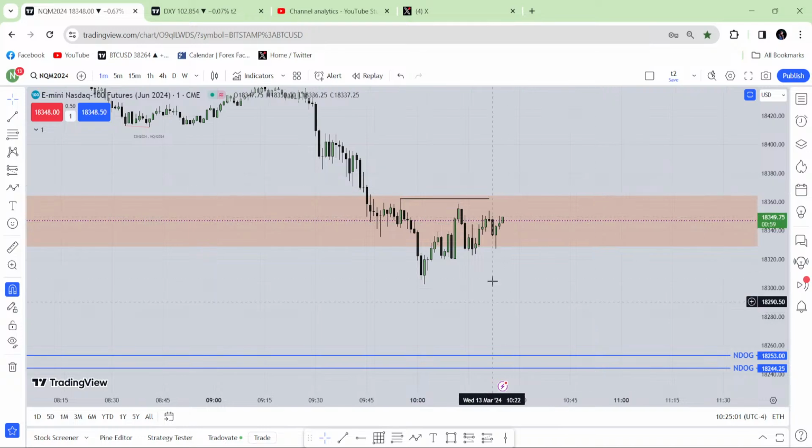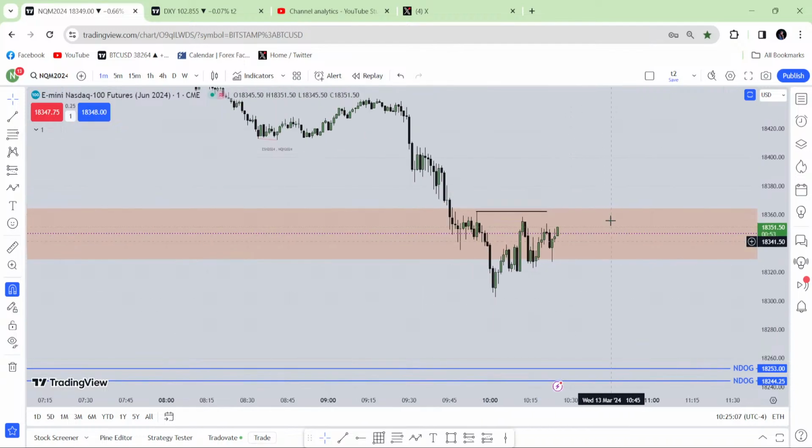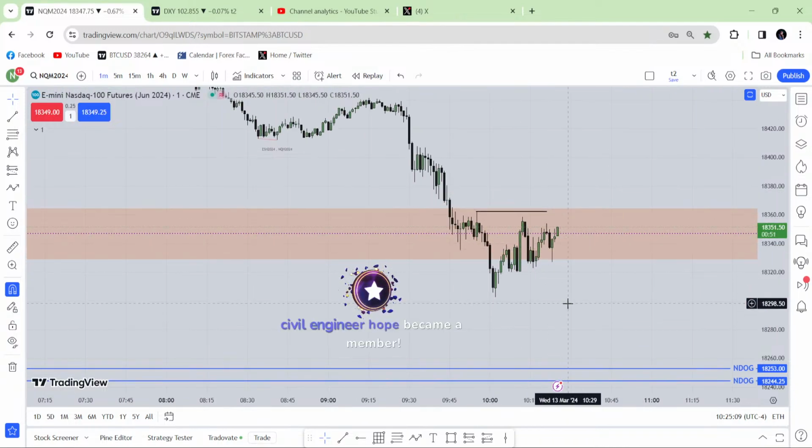Thanks to all, guys. This is pure consolidation. Are you willing to take your sell? I'm not. I'm not interested. Are you willing to take your buy? I'm not interested.